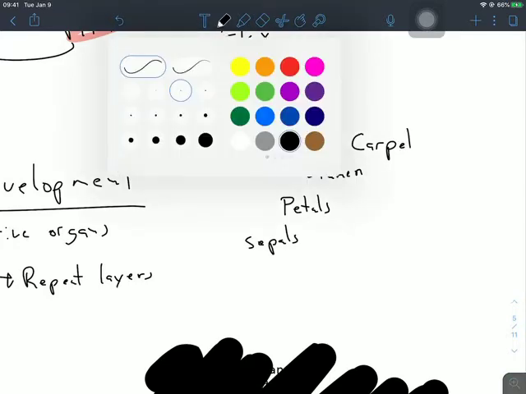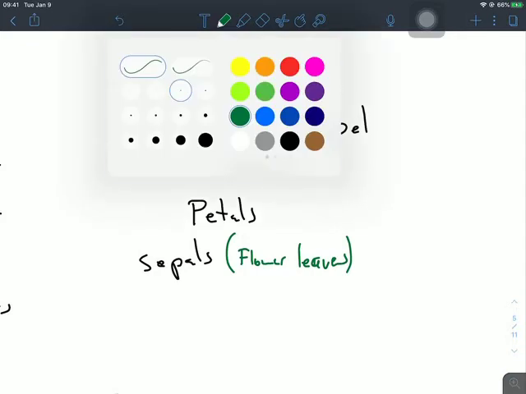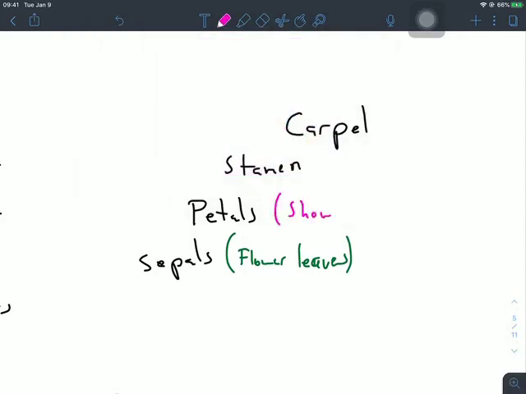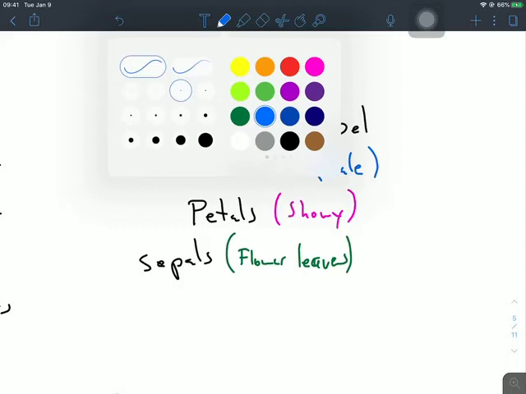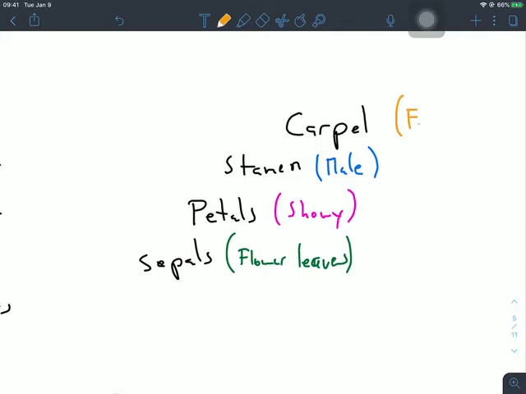Now, what's the role of each of these? Well, sepals are your flower leaves. They perform a little bit of photosynthesis in order to give the plant some sugar as it's developing its flower. Petals, y'all will be familiar with, because they are the showy organs that help pollinators come visit. Stamen are the male parts producing pollen, so these are going to be producing the equivalent of sperm. And carpels are the equivalent of ovaries. These are female, producing the eggs.